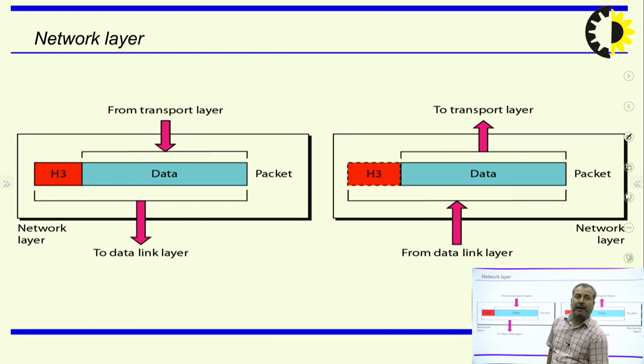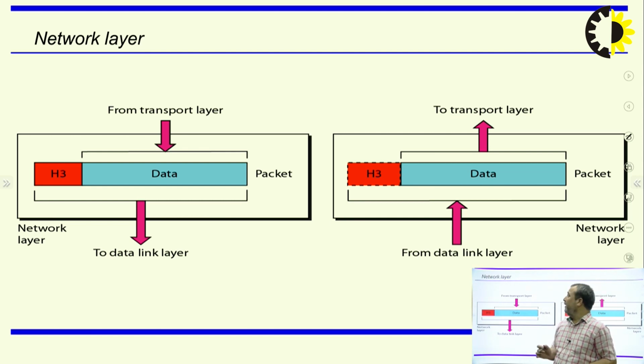So we have identified the job of the physical layer. The job of the physical layer is up to the bit, and the job of the data link layer is basically three jobs. One is framing, second is flow control, and third is error control. Okay, next layer is the network layer.